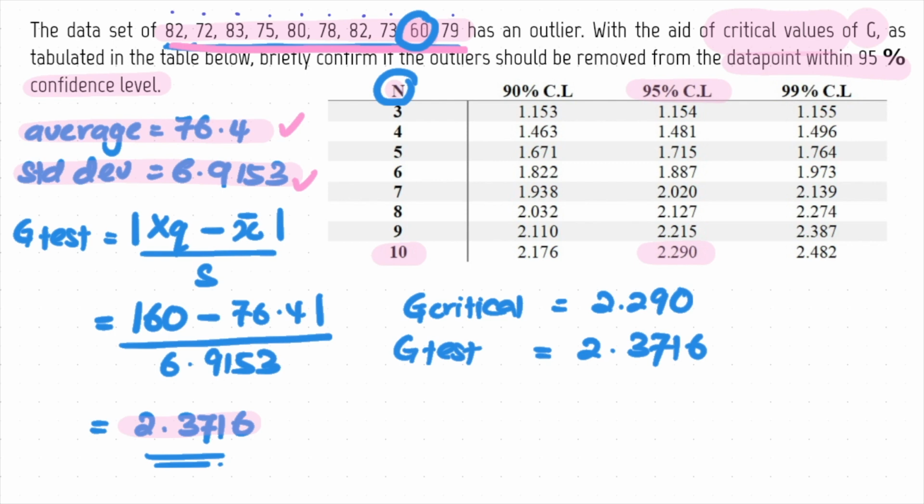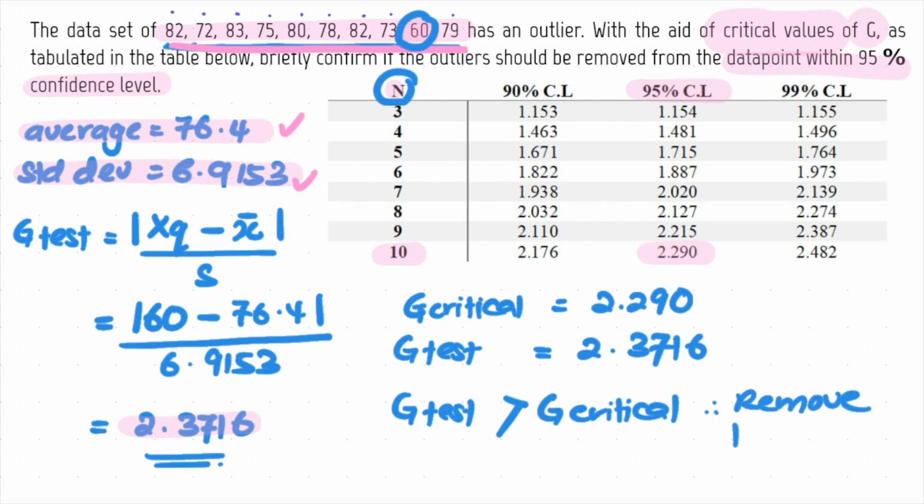And your G test, which you have just calculated, is equivalent to 2.3716. So your G test is bigger than your G critical. When your G test is bigger than your G critical, we need to remove the outlier. Alright, so this is the final answer for the first question.